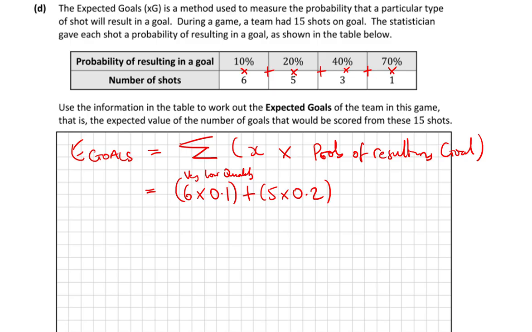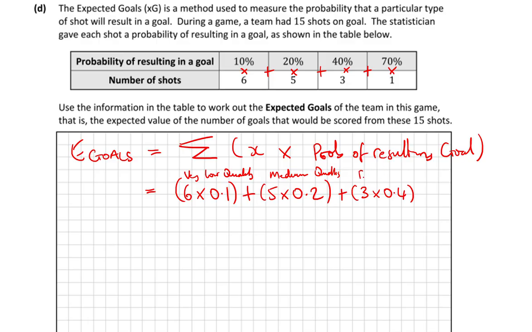5 by 0.2 is 1 goal. Do you know? I might get 1 goal out of every 5 shots with a 20% chance. So they're kind of medium quality. Moving up the game here now, we have a 40% chance of scoring from 3 shots that we take. So 3 of the shots in the match had a 40% chance of going into the back of the net.